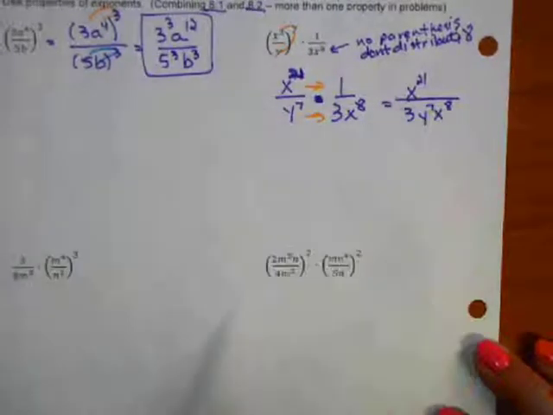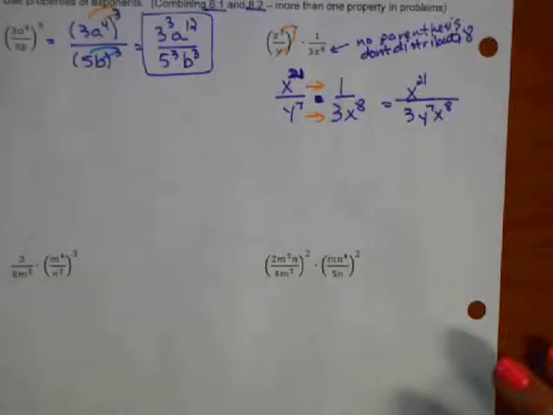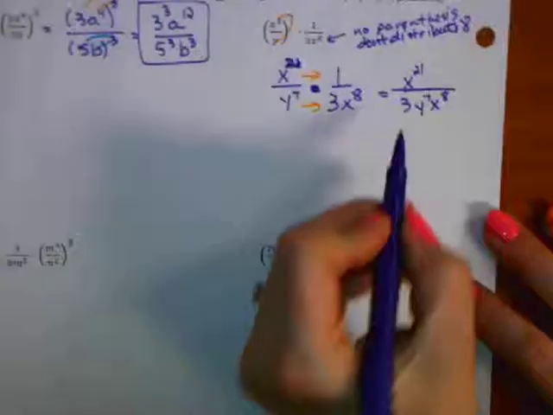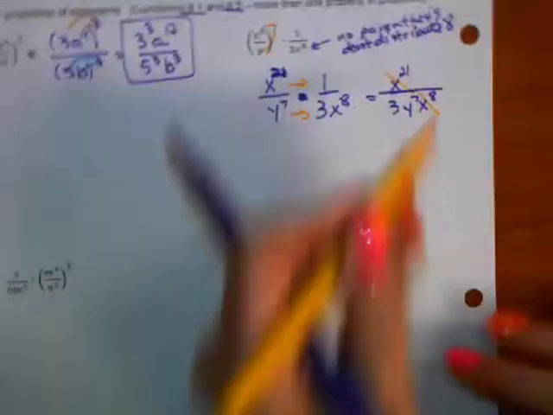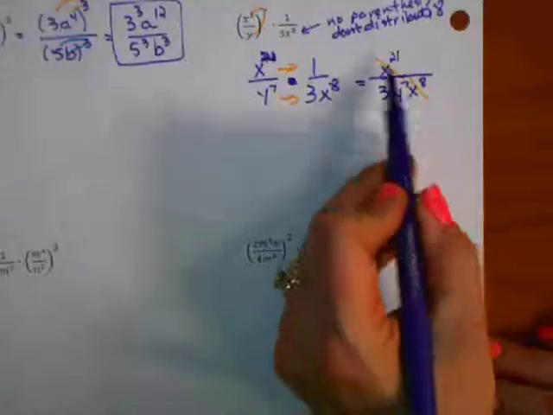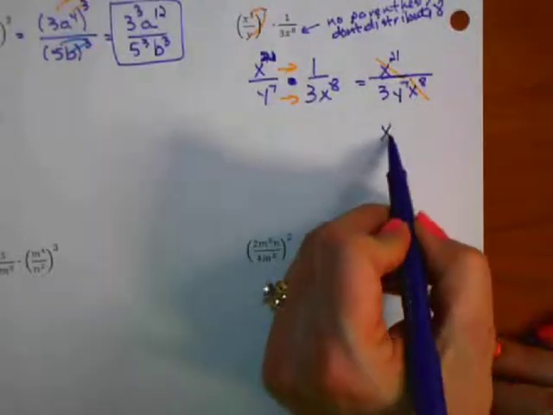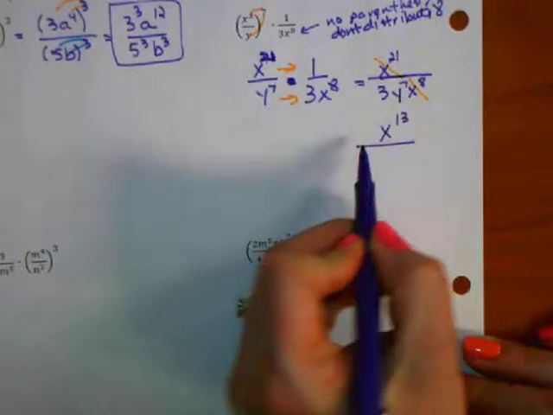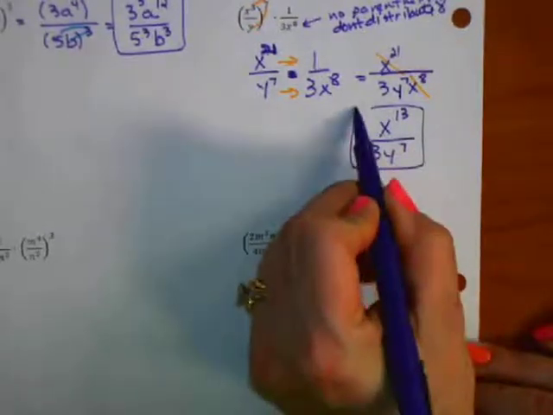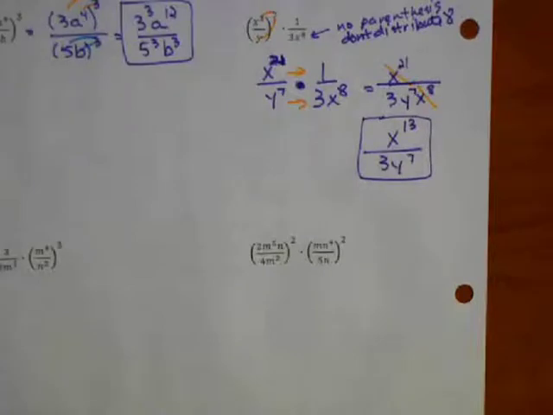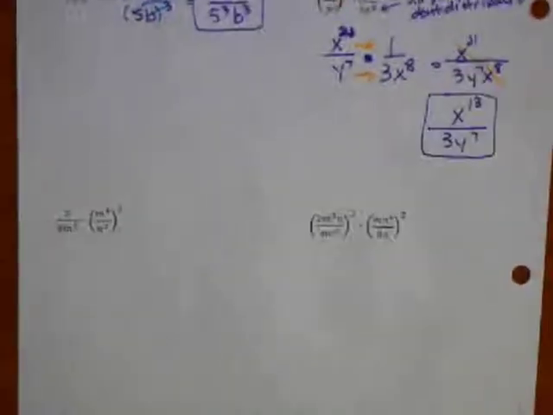Does anybody know? 13. Do I put x to the 13th in the numerator, or do I put it in the denominator? Where are there 13 left over? On the top. So I'm going to take care of these two. When I cancel out or subtract, I have x to the 13th left on top in the numerator, and then I have 3y to the 7th in the denominator, and I'm done. I can't go any further. Okay?